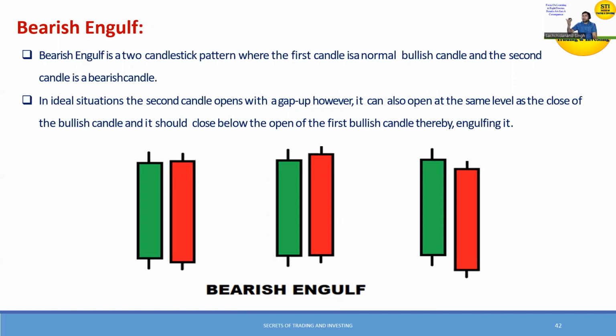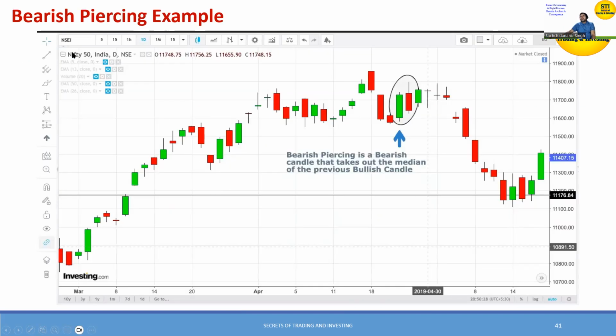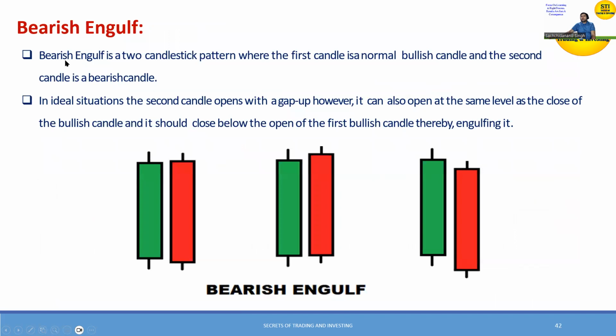Bullish piercing is the bullish to bearish piercing, and again the bullish engulf to bearish engulf. It's the same thing. It is again a two candlestick pattern where the first one will be green, second one should be red, and there could be three possibilities. The second candle should start at the same level or a little bit higher, or even at a gap down. All the possibilities are there. The most important thing is to close either equal to the green candle or maybe below the candle.